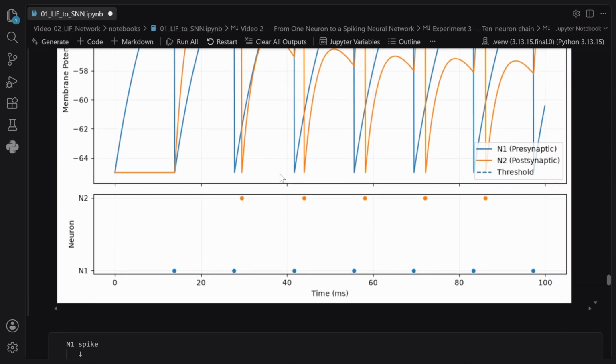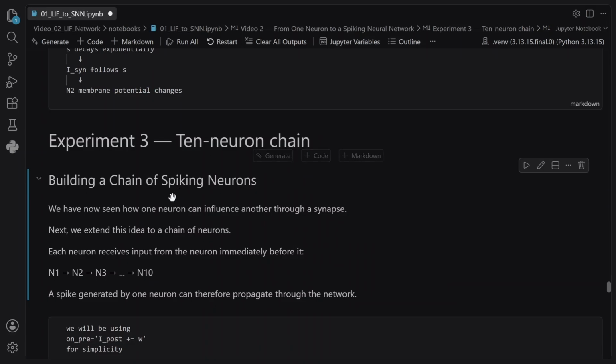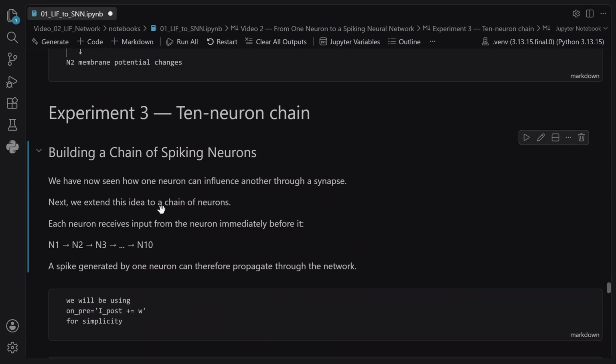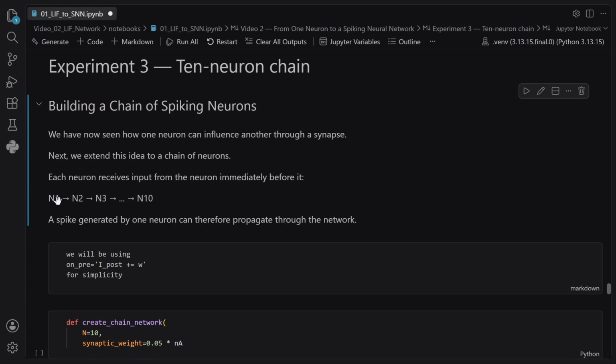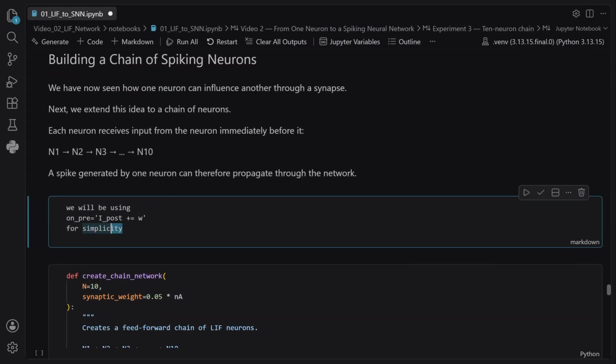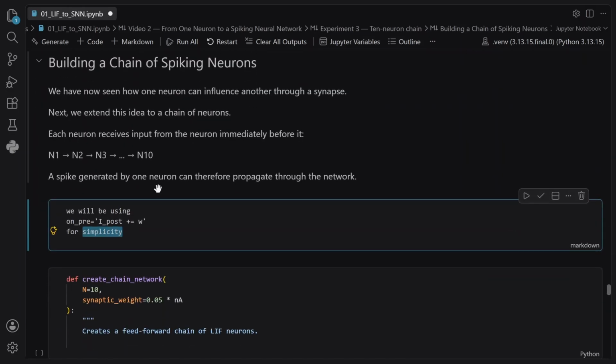Now let's move on to our last experiment. We will create a 10 neuron chain. So we will have neuron 1, which will have an input, which will spike to neuron 2, which will contribute to neuron 3, all the way to neuron 10. For simplicity, we will not add the decaying factor we added last time, and we will use our old simple one.